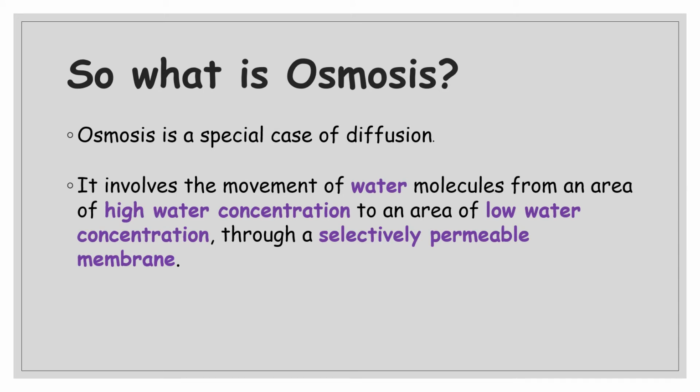Because osmosis involves the movement of water molecules. And if it's not water, it's not osmosis. That's from an area of high water concentration to an area of low water concentration. That's through a selectively permeable membrane. Now, I've got to be clear here, it's high water concentration and low water concentration.